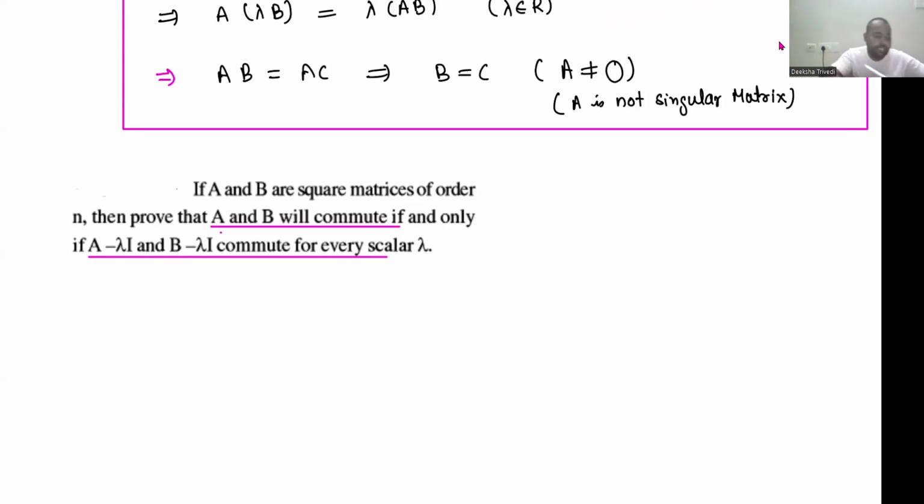We know when two matrices A and B commute. If A and B commute, then we know AB is equal to BA. Can anyone have that doubt?